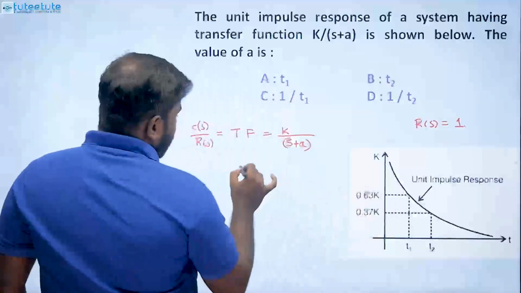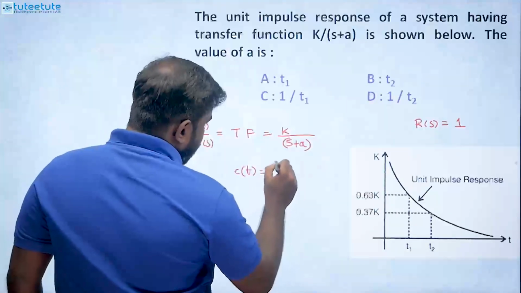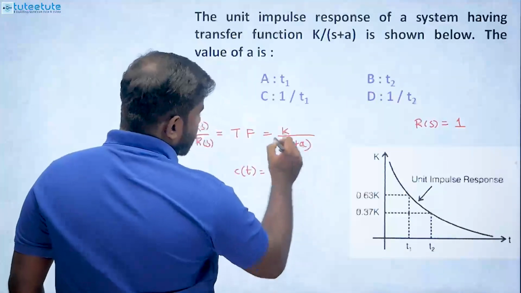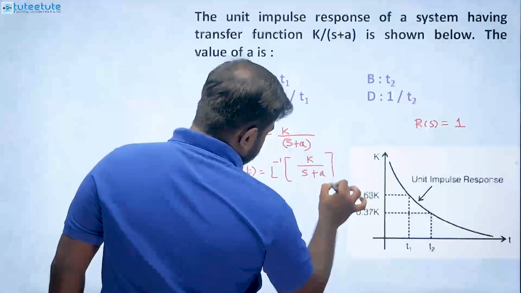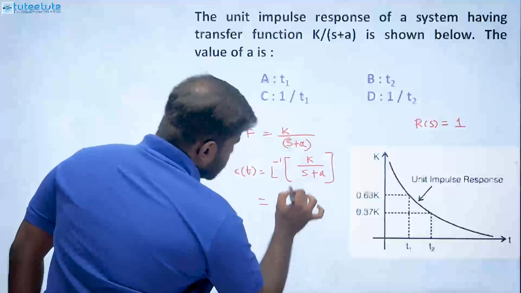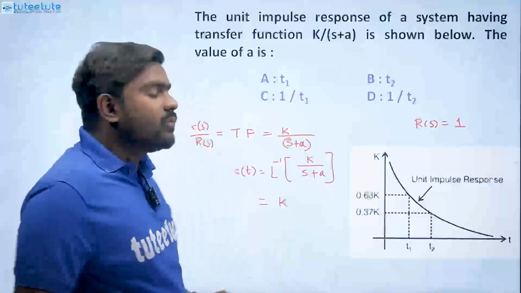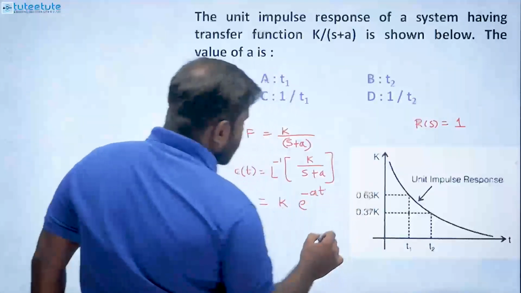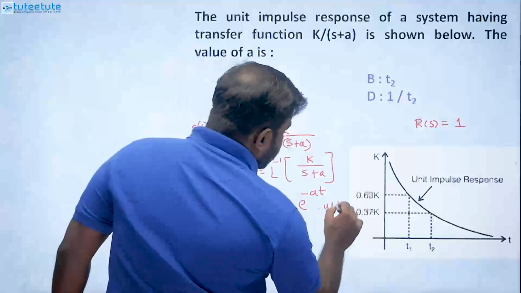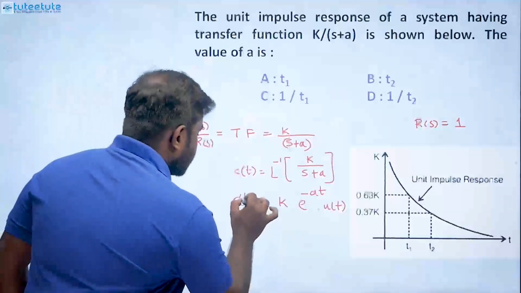And then C of t will be Laplace inverse of transfer function, that is nothing but what? K divided by S plus A. You can take K outside. Laplace inverse of 1 by S plus A would be what? That would be e raised to minus AT into u of t would be your response. Okay, this would be your C of t.